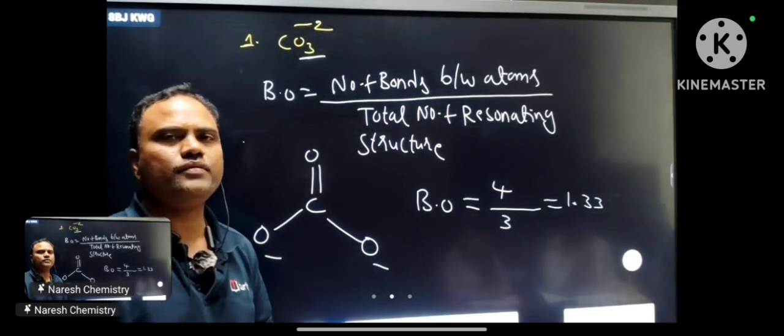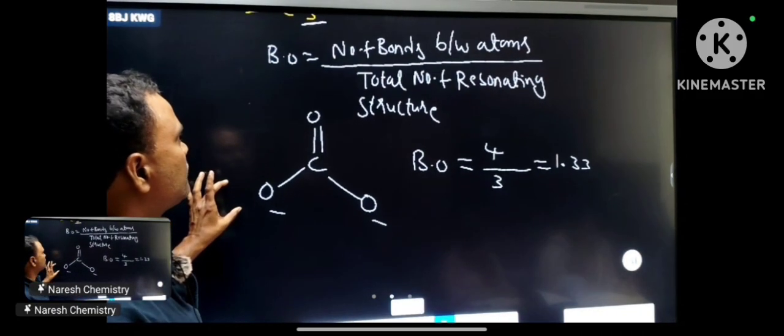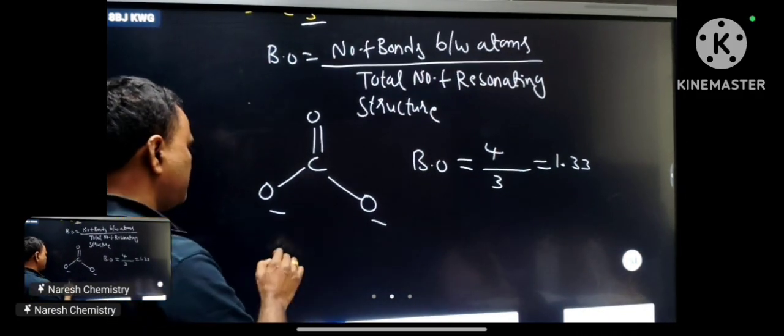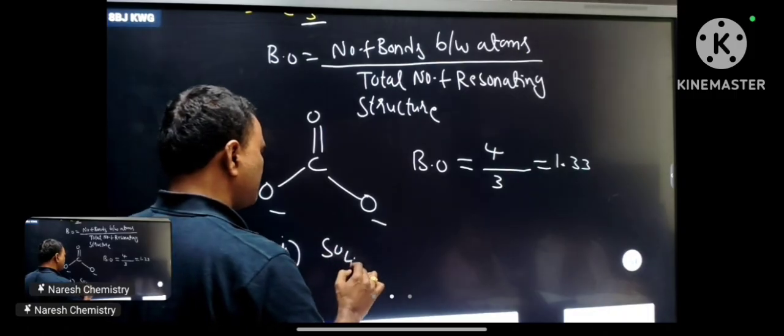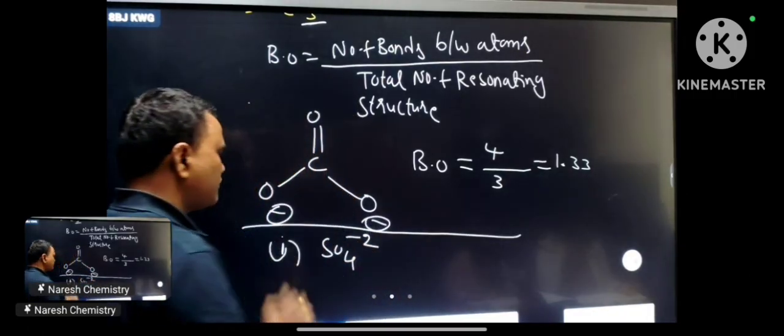Important: bond order for polyatomic ions. You try this, all of you. SO4 2-. Try this.